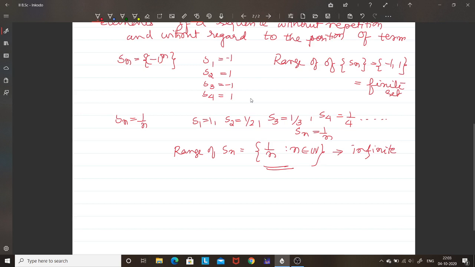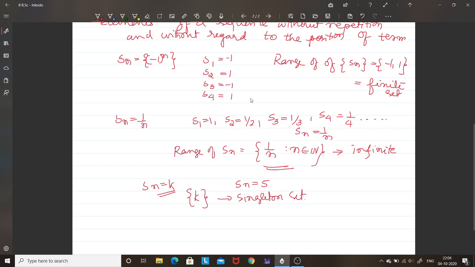Now for a constant sequence, you know what a constant sequence is. It has only one value. So Sn is equal to k, for example Sn is equal to 5. This is constant, so for any value of n you get the same value. If n is 1000, the output is 5 only. If n is 2000, the output is again 5 only. You won't get any other values for different values of n. So Sn is equal to k. What is the range of this? It is k only. The output is k only. So this is a singleton set.